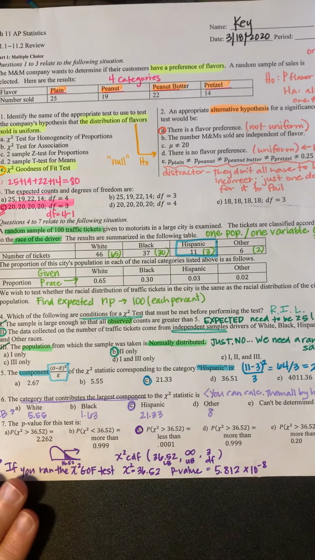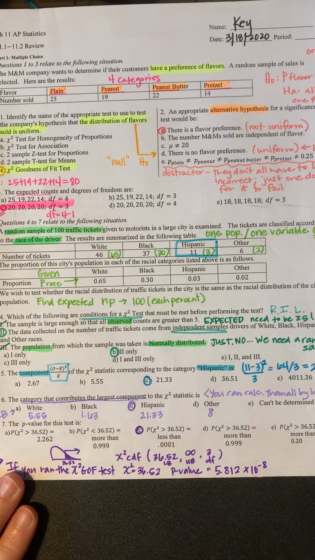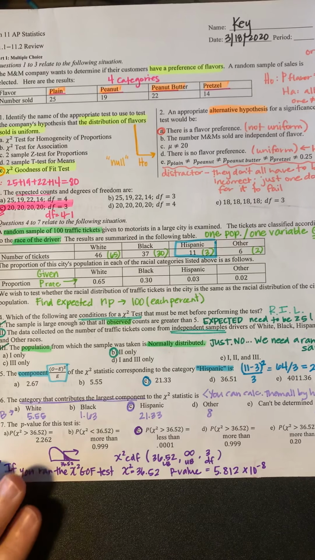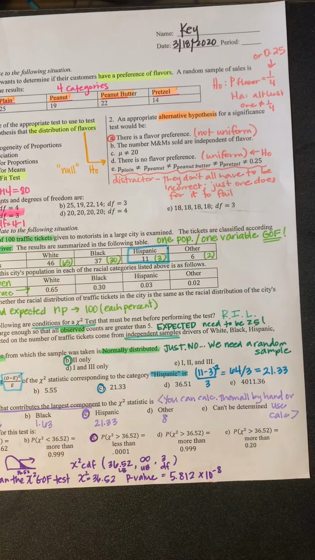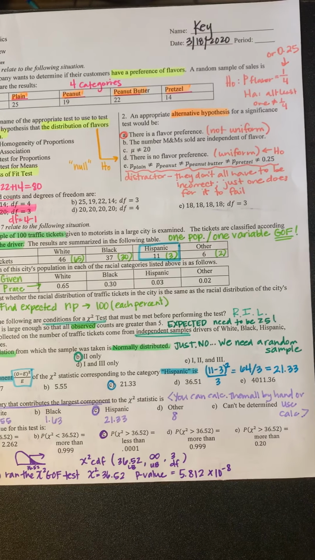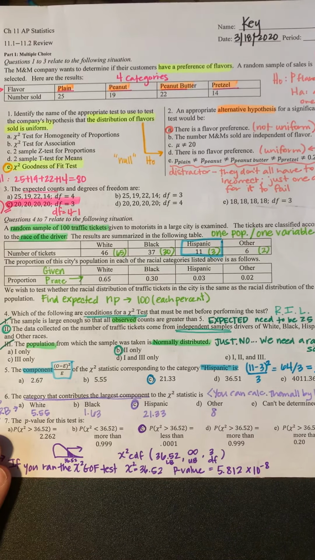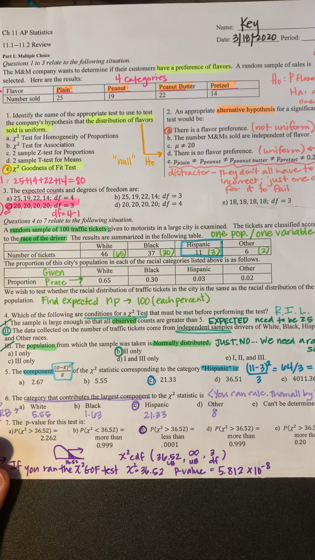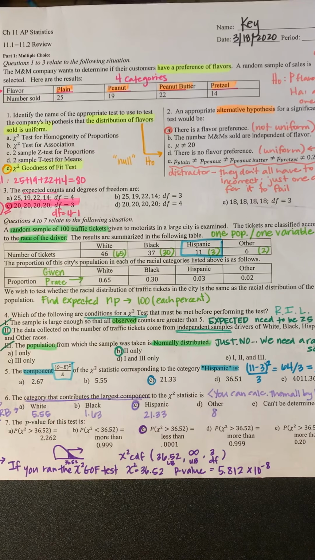After that, you're supposed to go through and look at what conditions you need. For our conditions for a chi-squared test, we still have random, we have independence, and now, instead of normality, we need large counts. Well, Roman numeral 1 is a distractor for sure. They think you're going to pick that one, but you need to read carefully. It says the sample is large enough so that all observed counts are greater than 5. We don't need that. We need our expected counts to be at least 5.